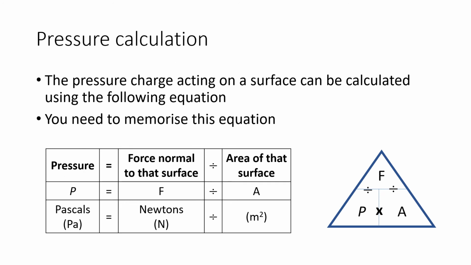And that's where we derive the calculation from. We have a calculation in which pressure is equal to the force normal to that surface. Remember, that means perpendicular or at 90 degrees. And of course, we have to divide that by the area of the surface, because the bigger the area, the lower the pressure. You do need to memorize that equation for the AQA specification.